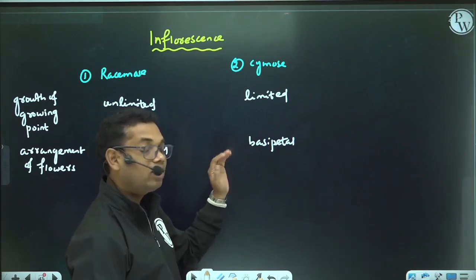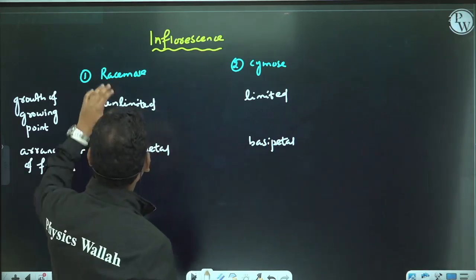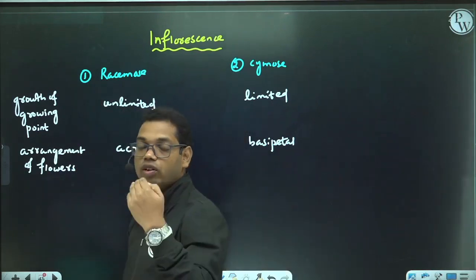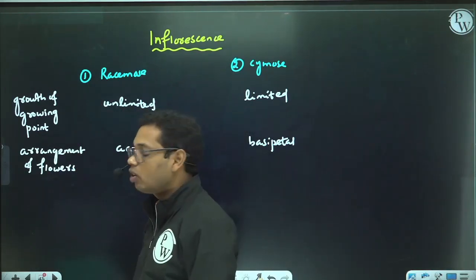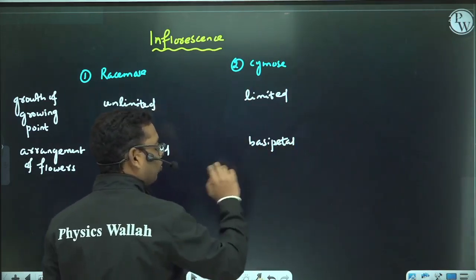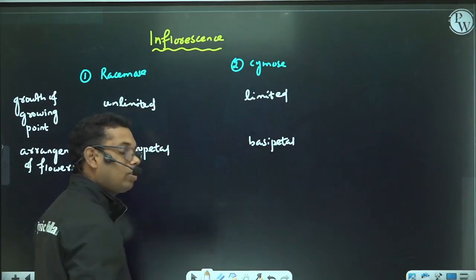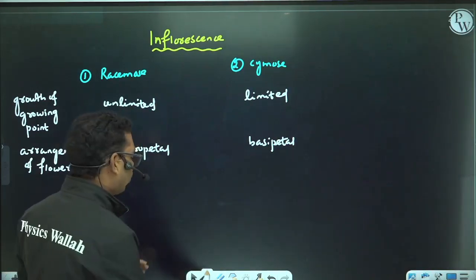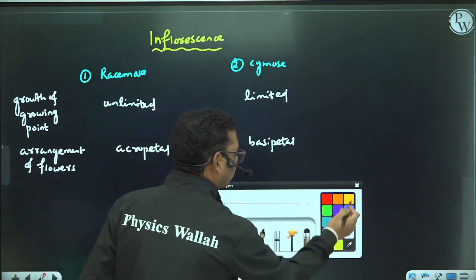The arrangement of the flowers in racemose inflorescence is acropetal. That means the younger flowers will lie towards the tip, whereas in cymose inflorescence, the flowers show basipetal arrangement. That means in this case the young flowers will lie towards the base. Let me draw one diagram so that you can understand clearly.